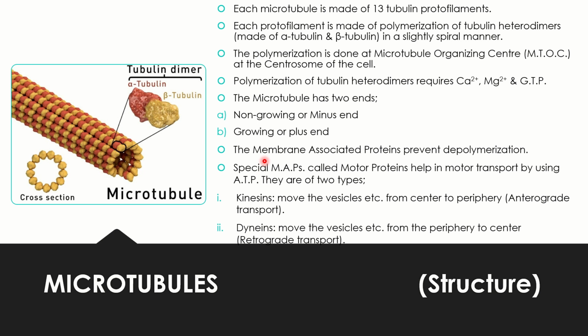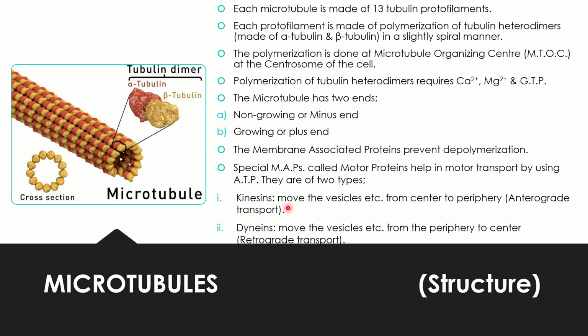And to prevent the depolymerization, there are some special proteins, the membrane associated proteins. These proteins prevent their depolymerization. Specialized membrane associated proteins called motor proteins help in the motor transport within the cell by using ATP, adenosine triphosphate. They are of two types, kinesins and dyneins.